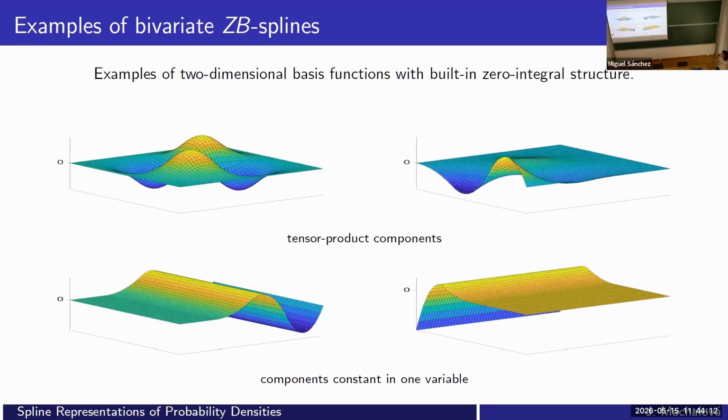So here you can see some examples in the upper row. Here you can see the tensor product components, and here you can see the univariate components which are constant in the second variable.